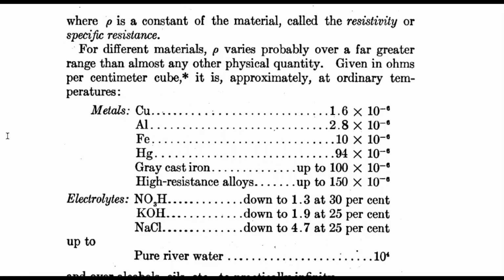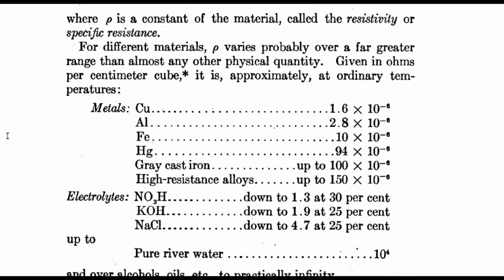Metals. Copper is 1.6 times 10 to the power of negative 6. Aluminum is 2.8 times 10 to the power of negative 6. Iron is 10 times 10 to the power of negative 6. Mercury is 94 times 10 to the power of negative 6. Gray cast iron is up to 100 times 10 to the power of negative 6. High resistance alloys are up to 150 times 10 to the power of negative 6.